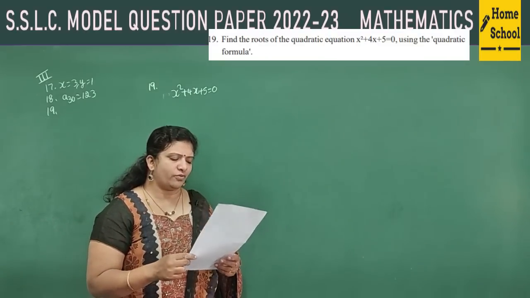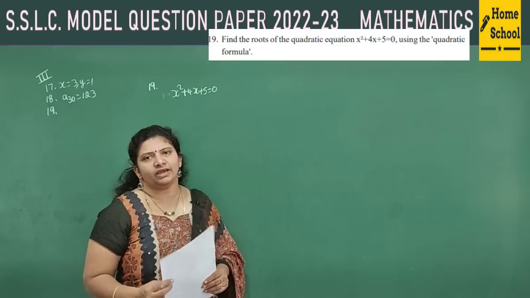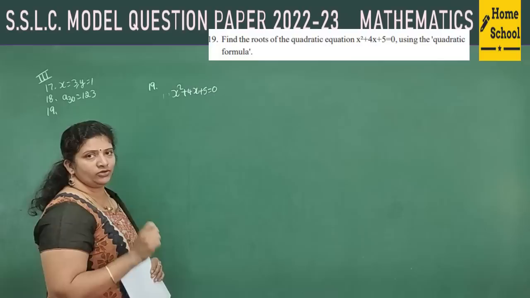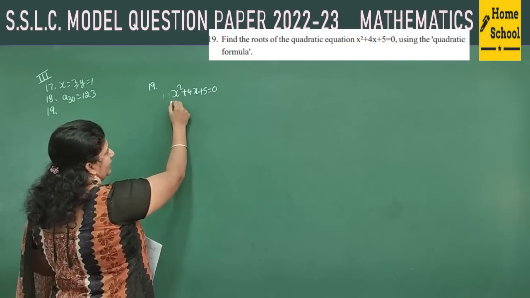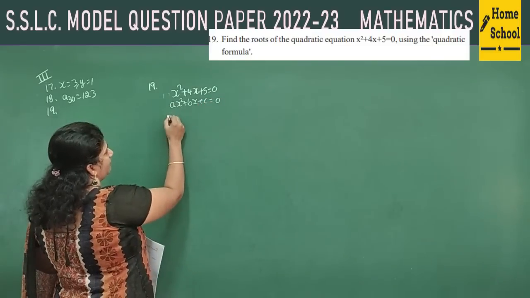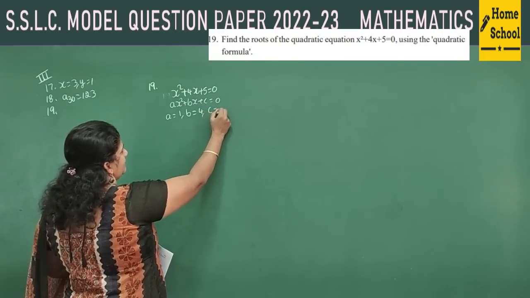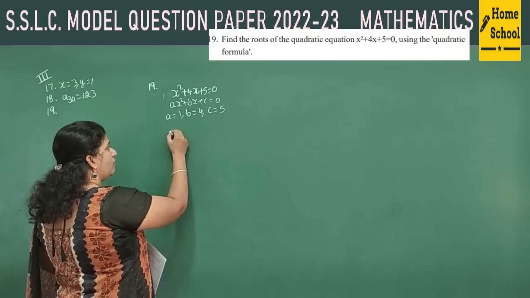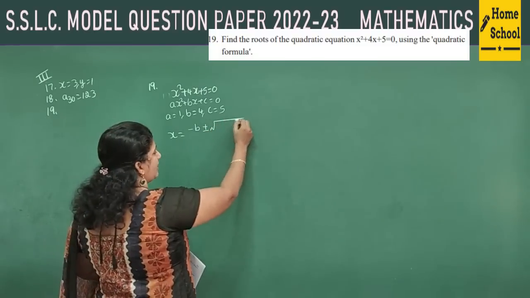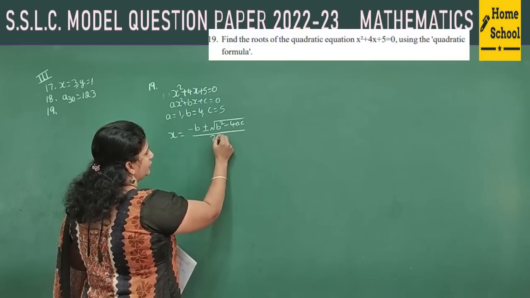19th one. Find the roots of the quadratic equation x square plus 4x plus 5 is equal to 0 using the quadratic formula. Observe the equation here. First we need to compare the given equation with the standard form ax square plus bx plus c equal to 0. Compare: a value is 1, b is 4, c is 5. Formula. What is the formula? x is equal to minus b plus or minus square root of b square minus 4ac by 2a.